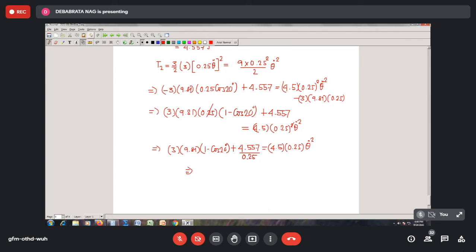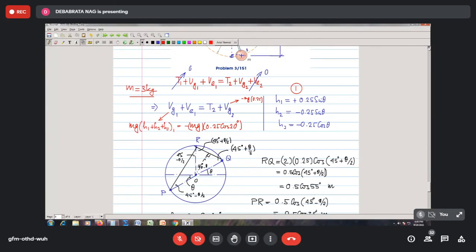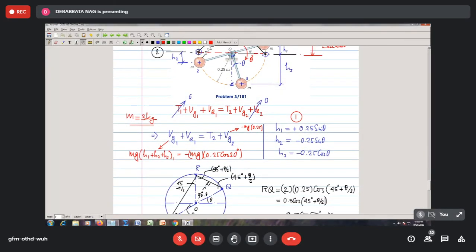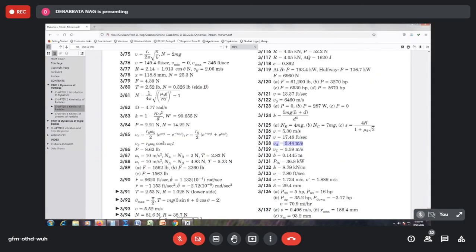4.2166. Yes, 4.2166. Wow, quick boy. 4.2166. So much radian per second. So this should be the answer, right? Now what was our problem number here? It was problem number how much? 3 by 151. So go to our book. 3 by 151. We are in that page only.